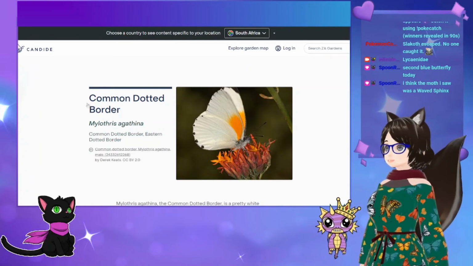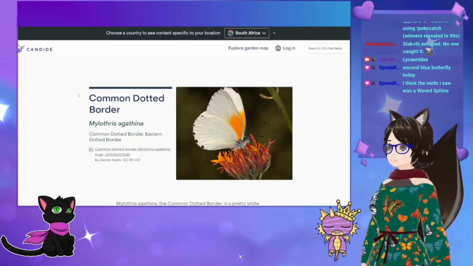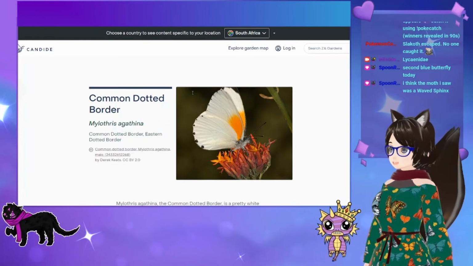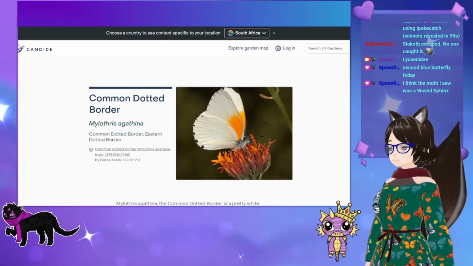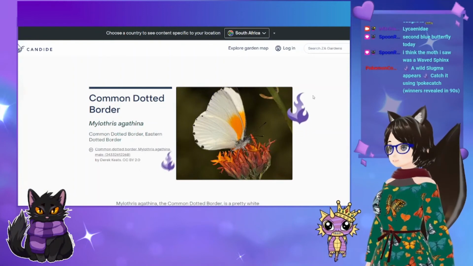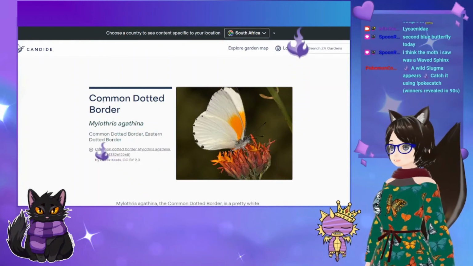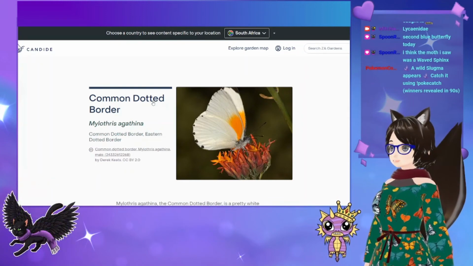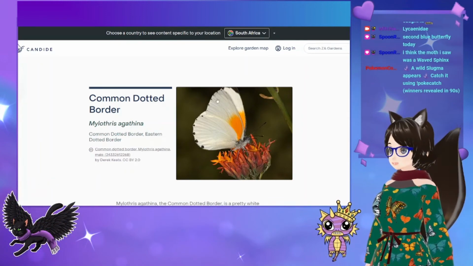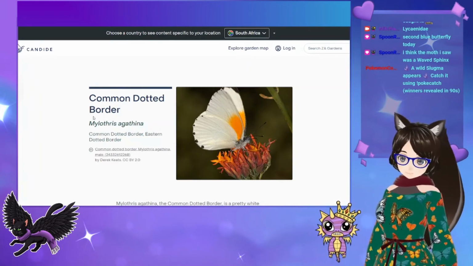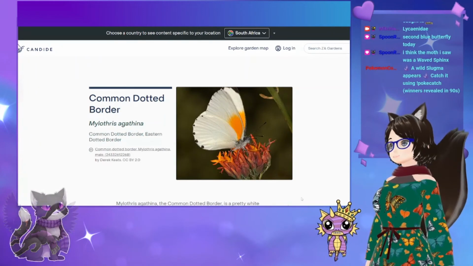Oh, let's read more about their wingspan. Their wingspan is 50 to 60 millimeters for males and 52 to 65 millimeters for females. The slow-flying adults are on wing year-round, with peaks in October and from late February to April. The gregarious larvae feed on the Tapinanthus foliage. Okay.